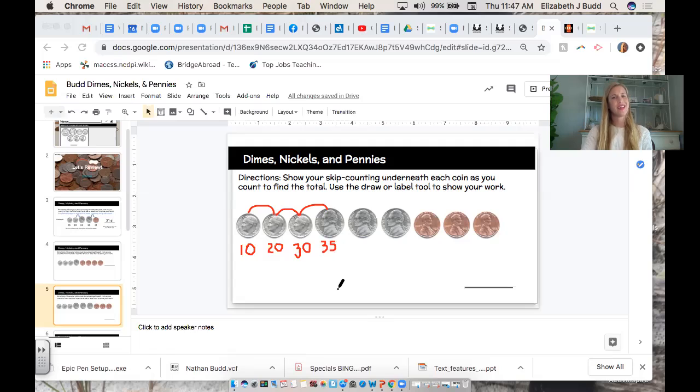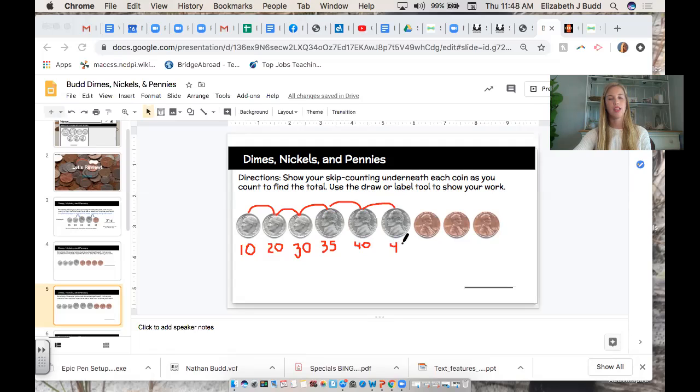Now I notice that we have a few nickels next, so we can continue skip counting now, but we're not skip counting by tens anymore. We're skip counting by fives. All right, so here we go. 35, 40, 45.